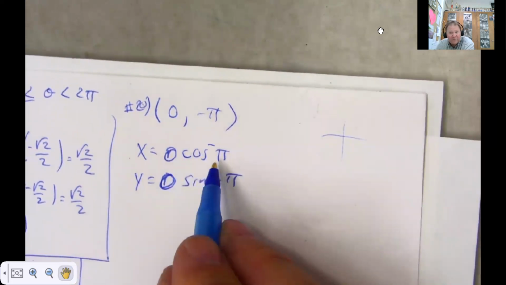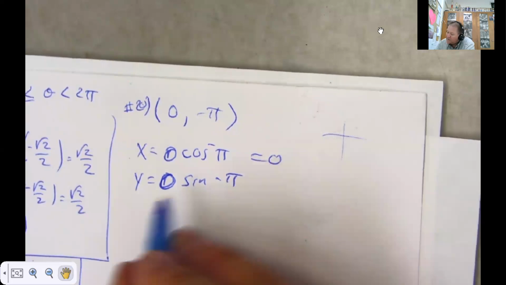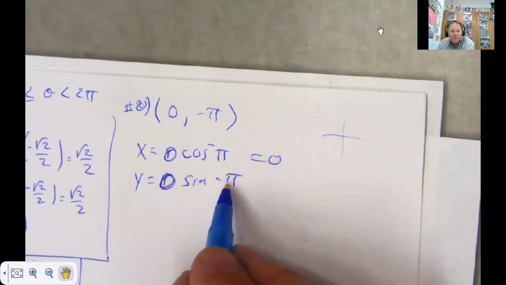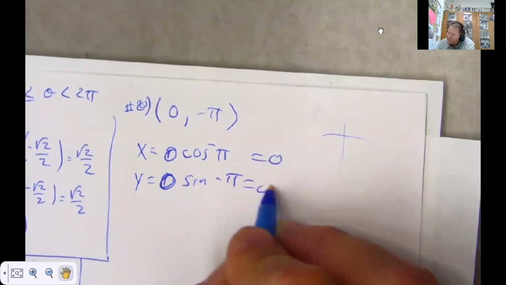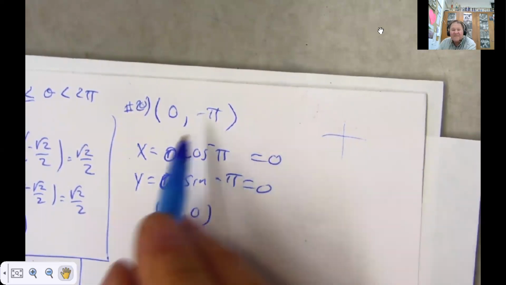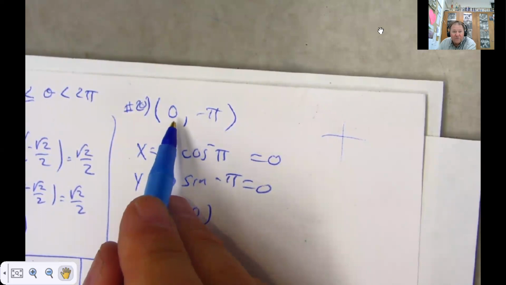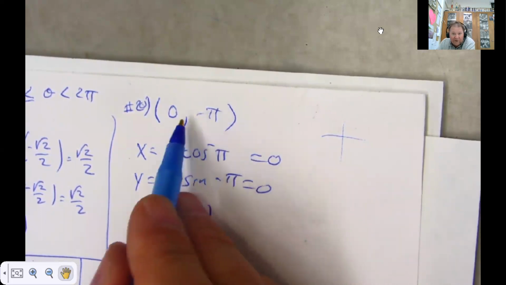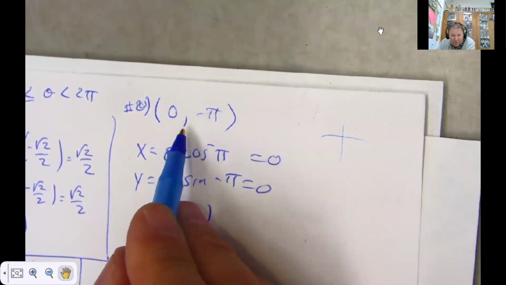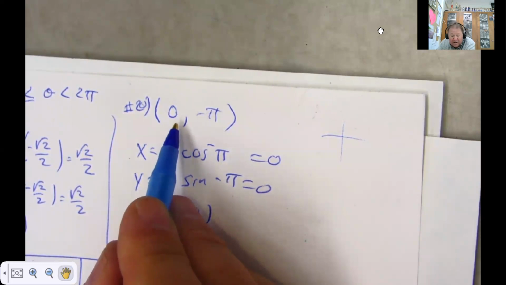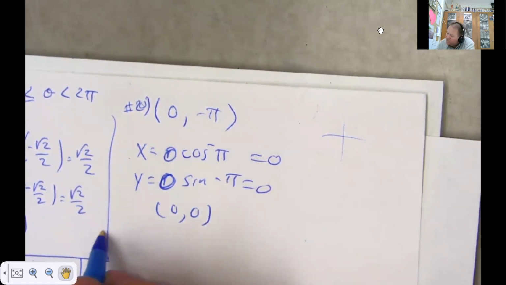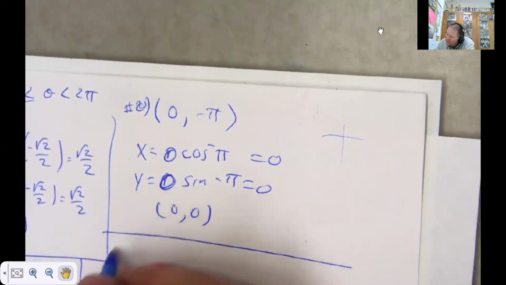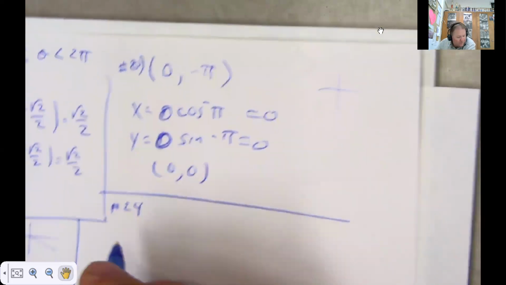So that's 0 times -1, which is 0. And that's 0 times 0. The sine of -pi is 0. 0 times 0 is also 0. It's the origin then, which makes sense, right? If I go out 0, I don't go out at all. I start at the pole, and I go in the -180 degree direction, 0. I still am at the pole. So 0, 0.